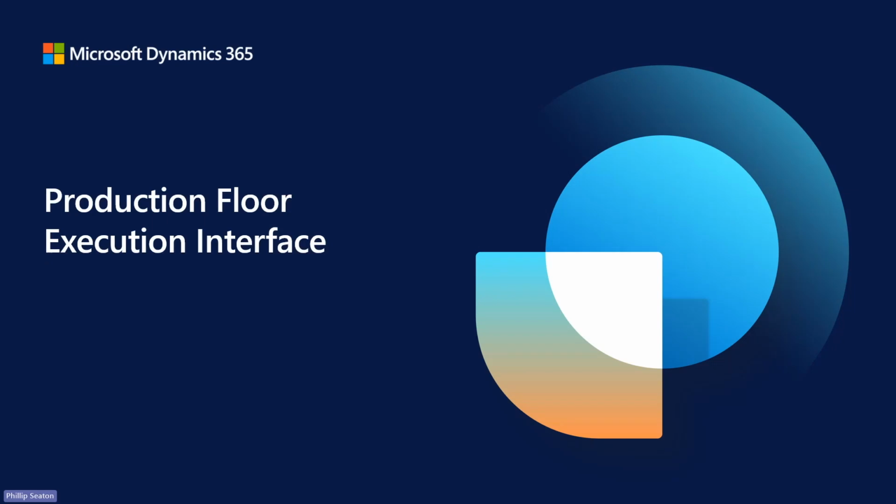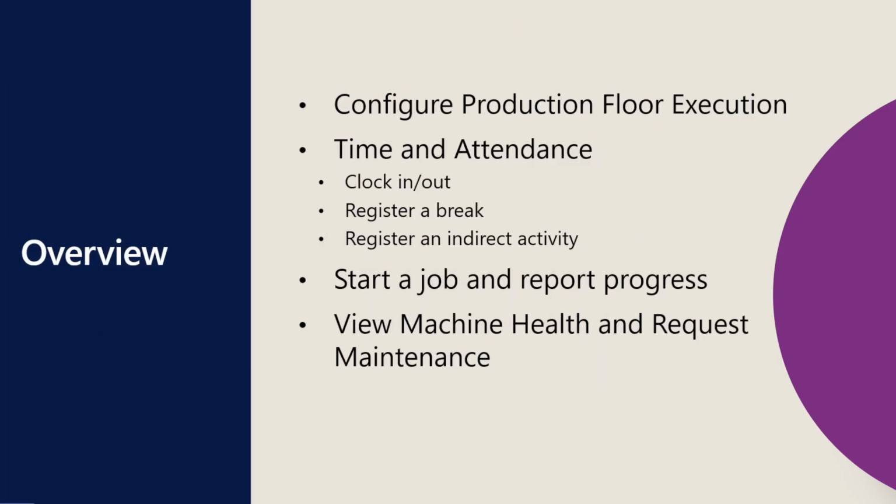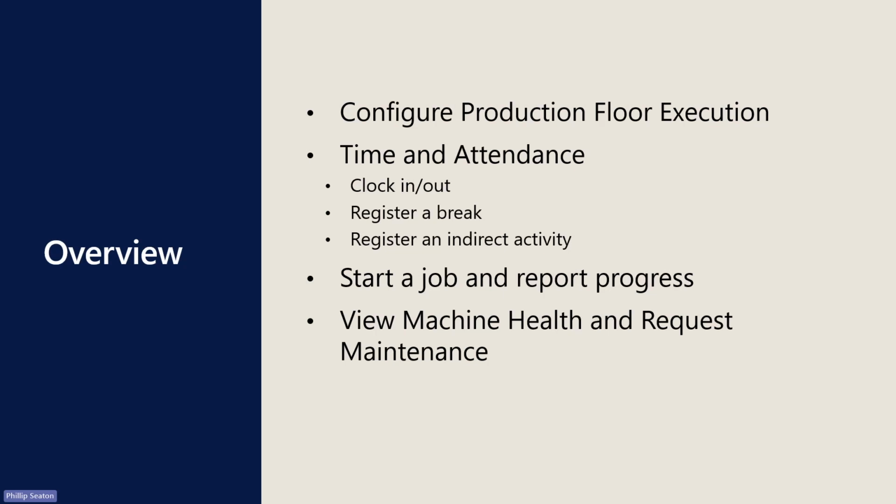The production floor execution is an interface for workers to manage work assigned to them on the shop floor. From this workspace, workers can see overviews of the jobs assigned to them, report progress against those jobs, and track time and attendance activities. As Johan has previously given an in-depth tech talk regarding the production floor execution interface, which is also available on YouTube, for this session we will just do a quick overview.